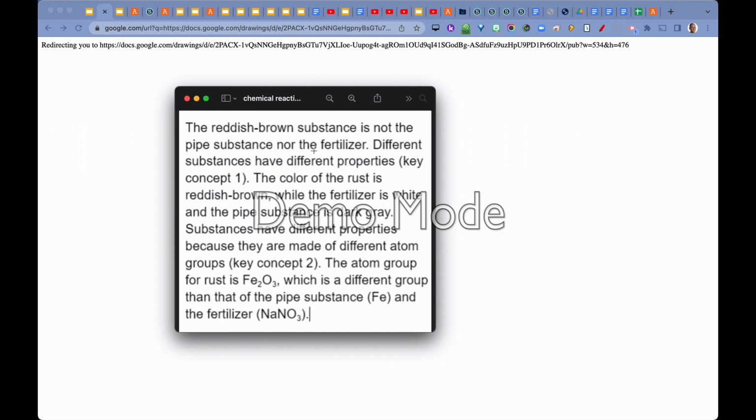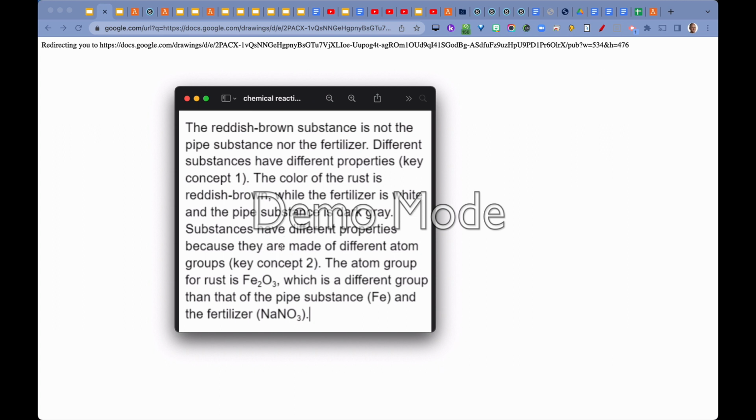To support that with evidence at the macro scale, we put down that different substances have different properties. The color of rust is reddish brown while the fertilizer is white and the pipe substance is dark gray. And then we had to look at the atomic scale evidence. So this is the atomic scale evidence.